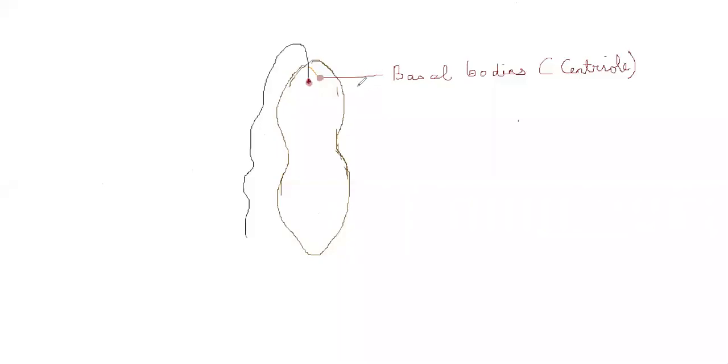Right? So we did up to here. The basal bodies are basically modified centrioles, or you can say the centriole which forms cilia or flagella. Centriole has different functions. If a centriole forms a cilia or a flagella, it is known as the basal body.